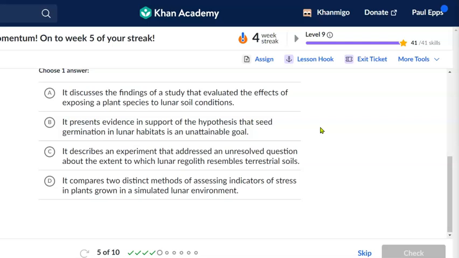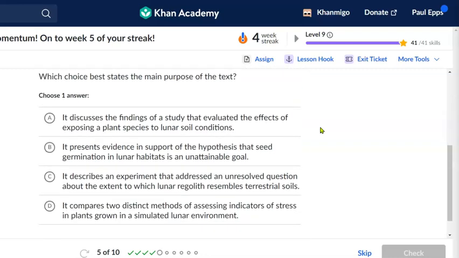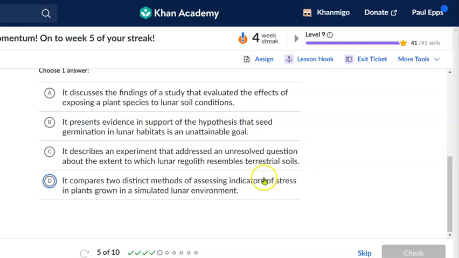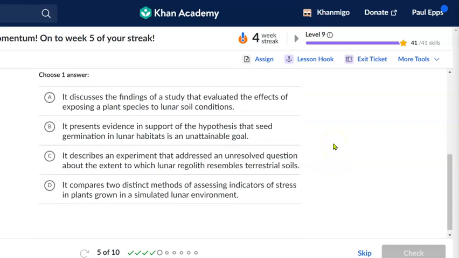D, it compares two distinct methods of assessing indicators of stress. I don't even understand the stress part of it. Why stress? The plants are stressed by the soil, or I don't know. I mean, it does, but that's D. Yes, but that's not the main point. So now we're down to A or C. I don't know. To me, A is really the closer one.